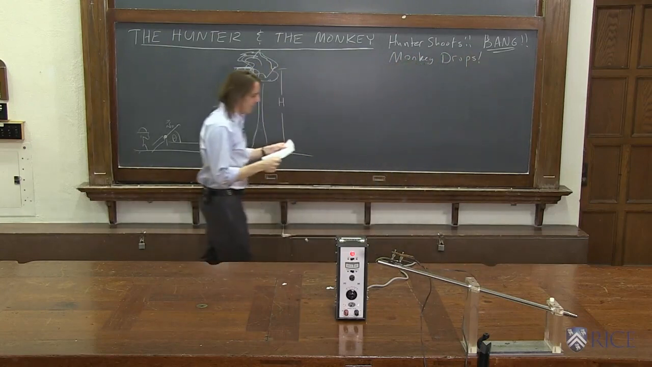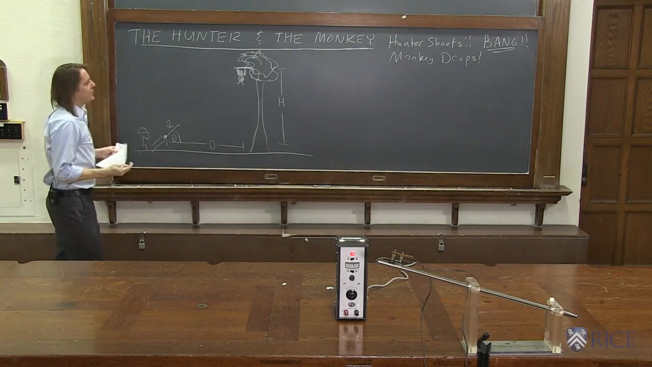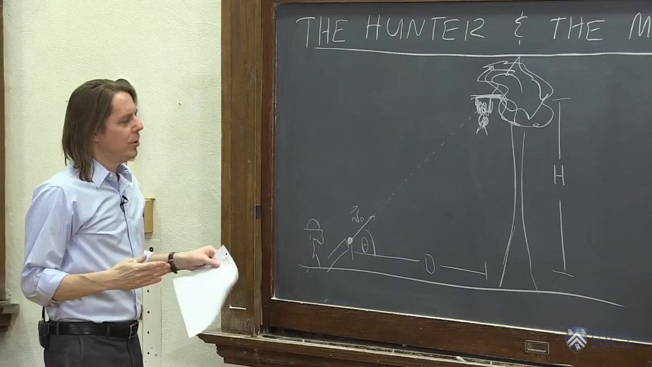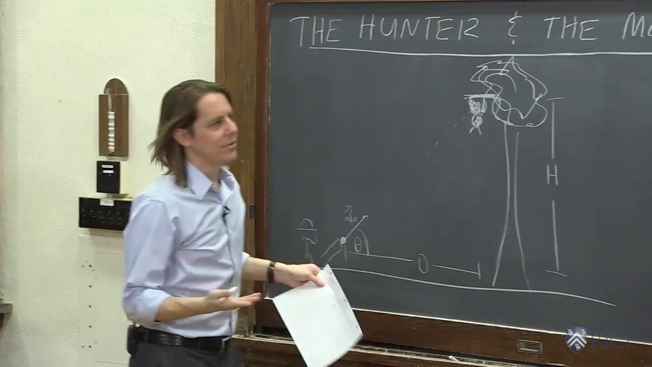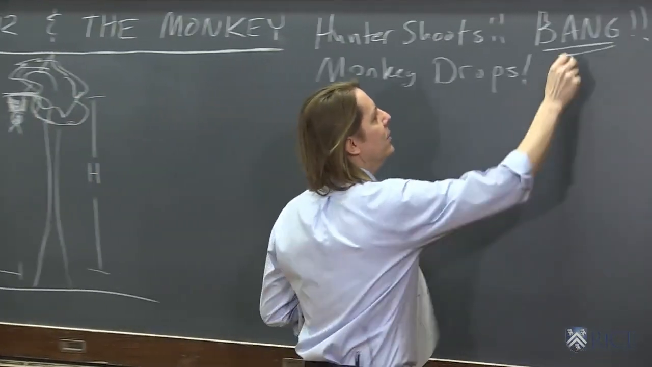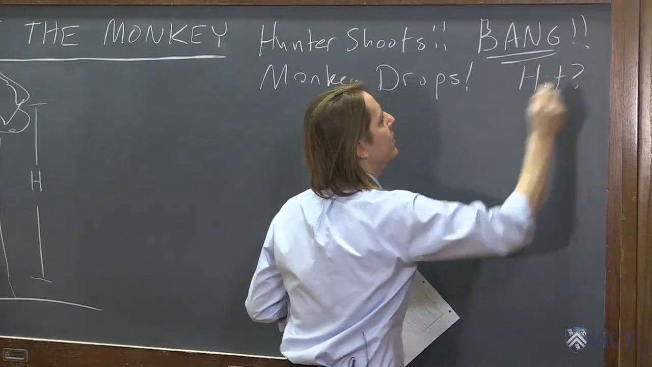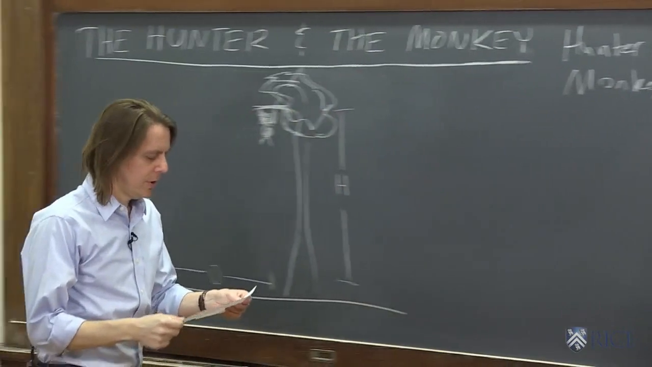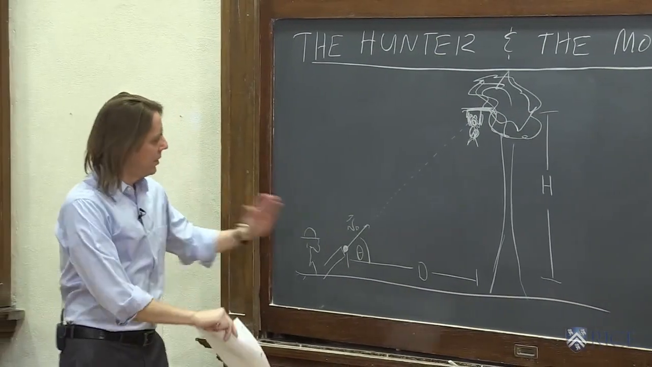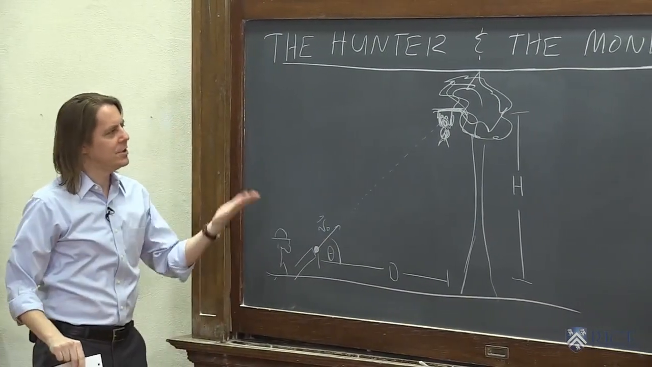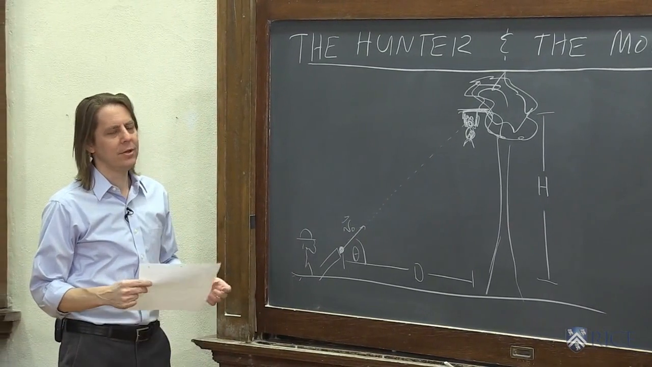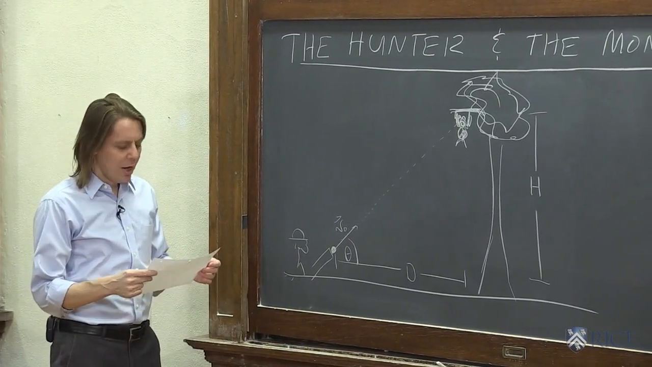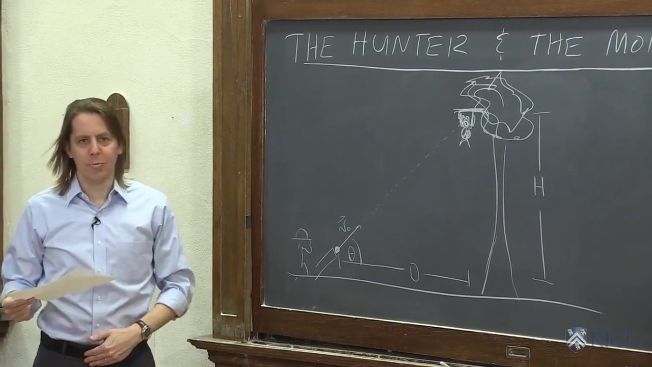Oh no, the monkey's going to fall. It's okay though. And the question really is, does the hunter's bullet hit the monkey? All right, that's the question we come down to, is do we have a hit? So there is the story of the demo. He aimed right at the monkey. He shot, the monkey dropped right when he shot. Does he hit it?